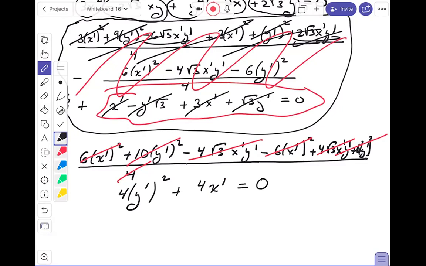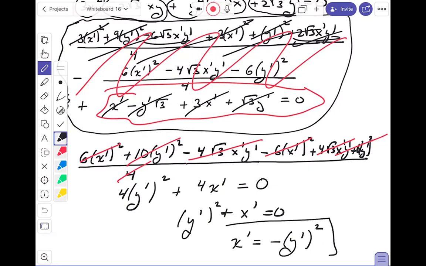So what do you get over here? I'll write it down for you. We would get y prime squared plus x prime equals 0. I'm dividing both sides by 4, by the way. And I'm going to write it a little bit differently, as x prime equals minus y prime squared. All right, and let's look at our k, see if we got that.